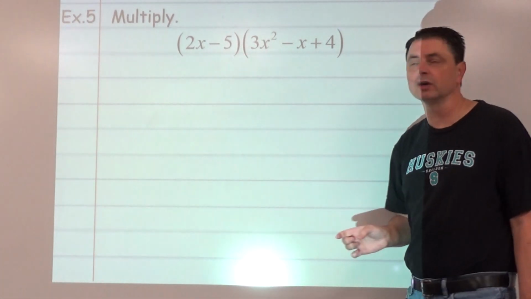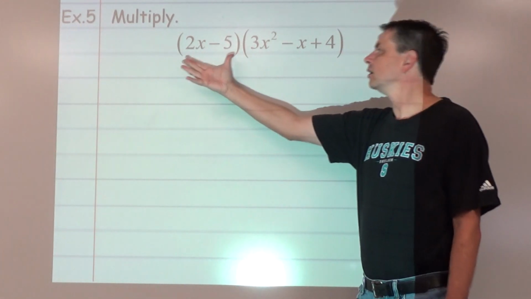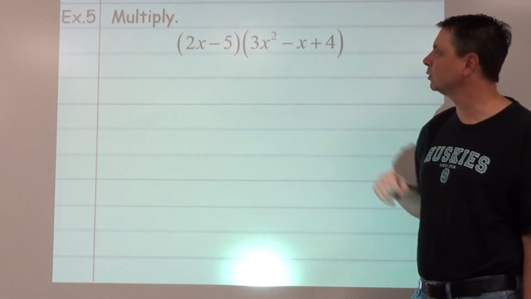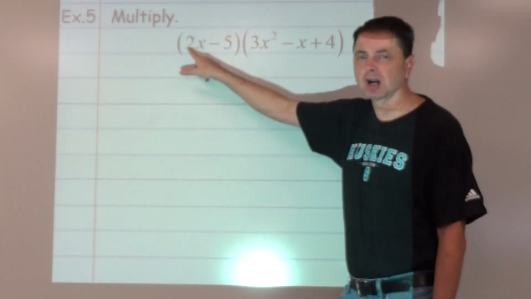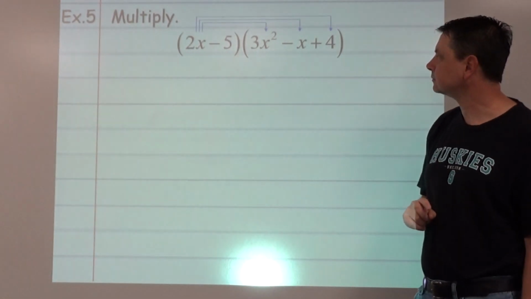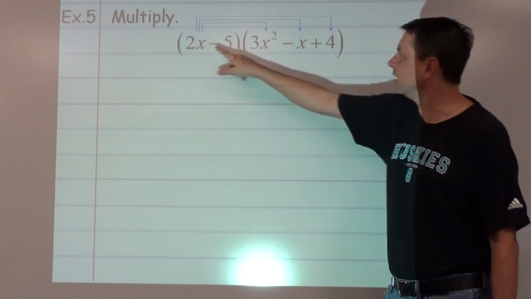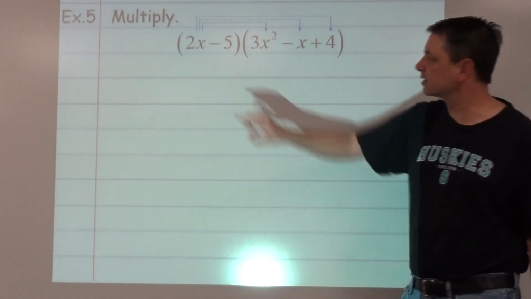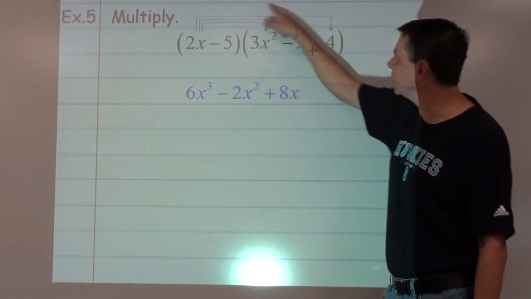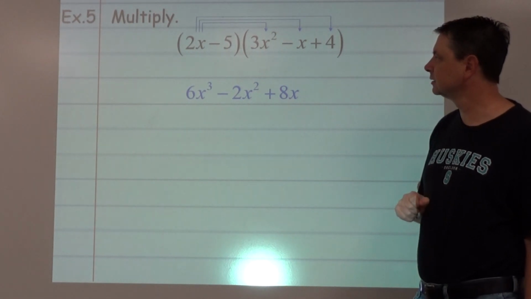That does bring us to multiplication. So example number 5, we're going to multiply this polynomial times this polynomial, a binomial times a trinomial. So we're going to start with the 2x and distribute it to all 3. So we would get 6x, x times x squared is x to the third, because that's a 1 right there. Minus 2x squared plus 8x.